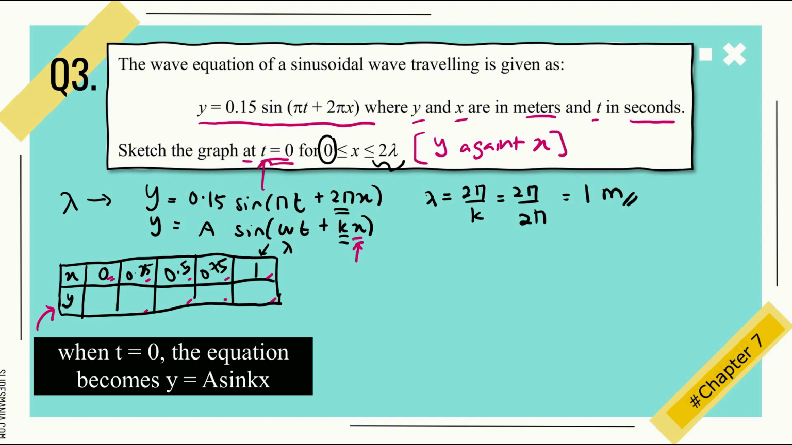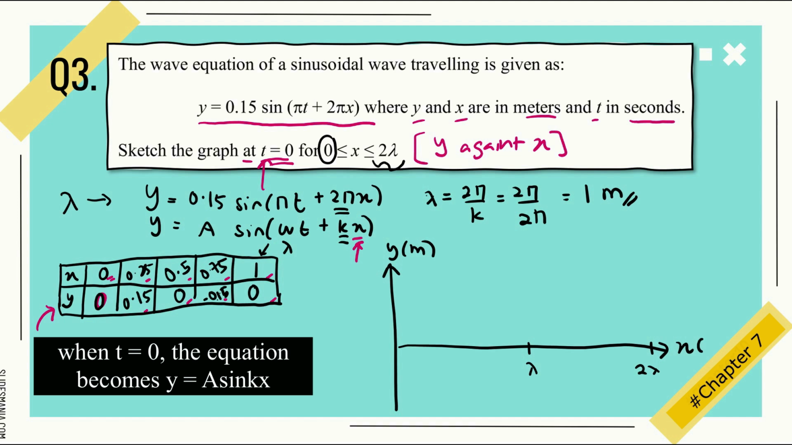When we do the substitution, when x is equal to 0, y is equal to 0. I have calculated for you. When s is equal to 0, y is equal to 0. At s equal to 0.25, we have 0.15. So we want to plot the graph of y against x for at least 2 lambda. Label your axes: y is in meters, and x also is in meters. We start with 0.